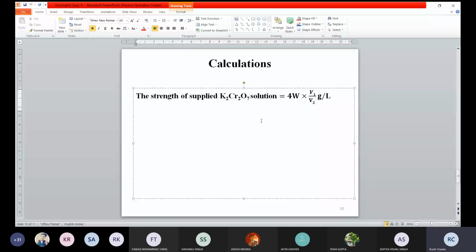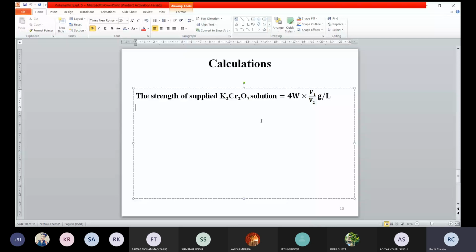So can you make out now why it is being called the intermediate in the experiment? It is being called the intermediate because it is linking the volume of unknown potassium dichromate solution with the volume of known potassium dichromate solution. It is linking the two.